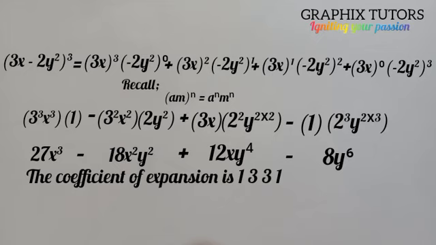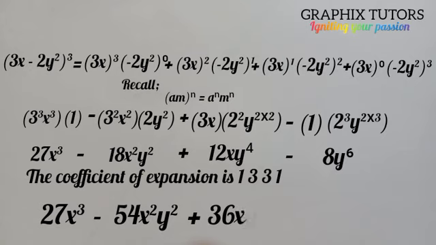Now if you are multiplying the coefficient of expansion with what we expanded above, the first one is 1 times 27x cubed, which gives 27x cubed. Minus 3 times 18x squared y squared will give you 54x squared y squared. Plus 3 times 12x y to the power of 4 will give you 36x y to the power of 4. Minus 1 times 8y raised to power 6 will give you 8y raised to power 6. So this is the expansion that we have.